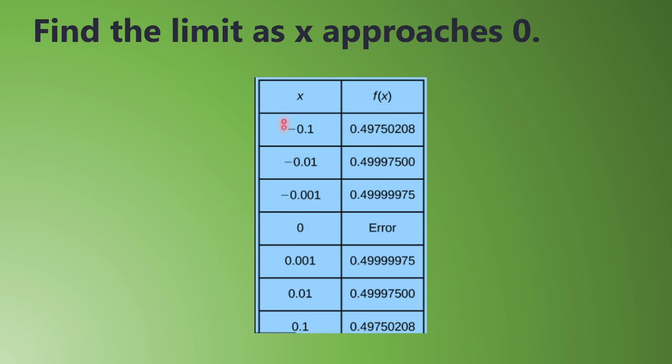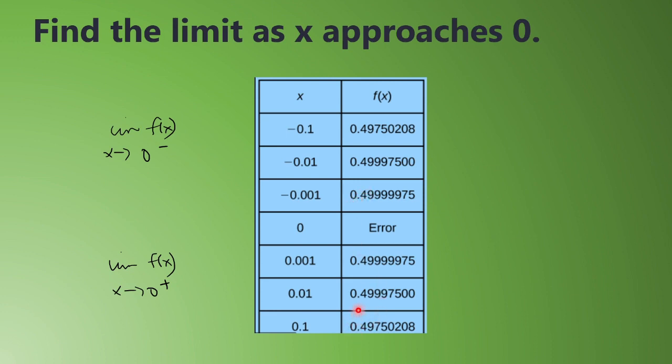The values here are from the left of 0, and this gives us from the right of 0. So let us identify the limit of the function as x approaches 0 from the left, and the limit of the function as x approaches 0 from the right. Observing the values as we move closer and closer to 0, f of x gets closer and closer to 0.5.